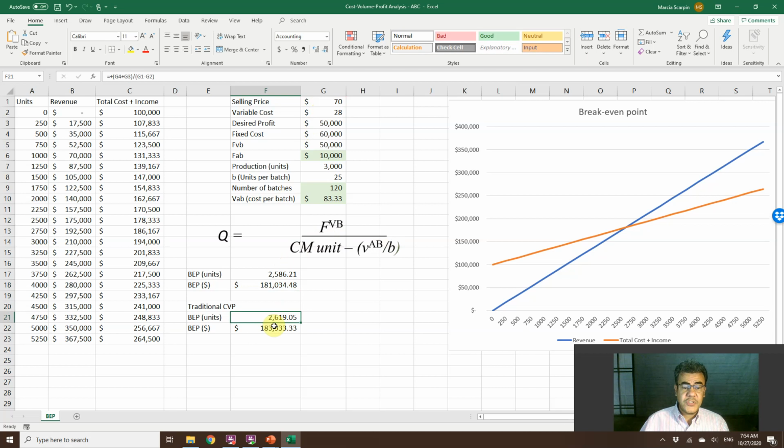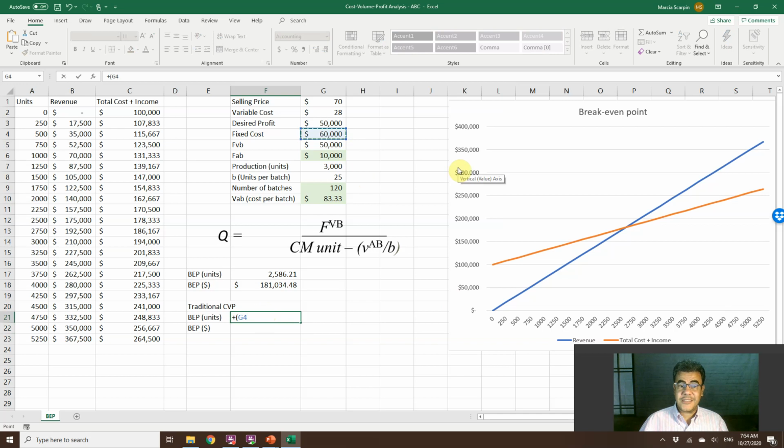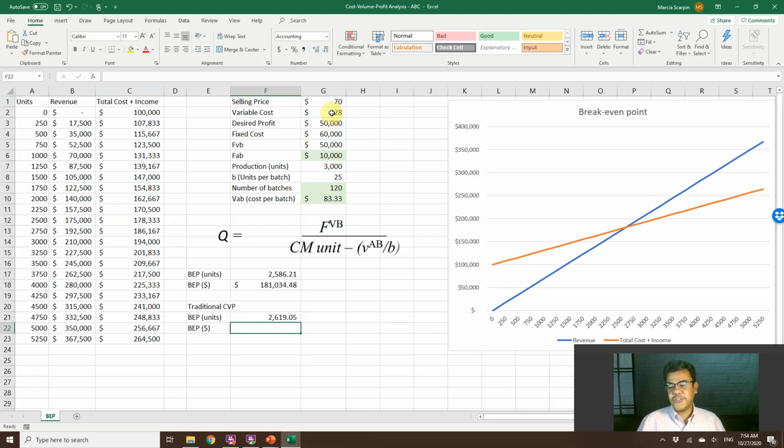If we would consider the traditional cost volume profit analysis, what would we be doing? Break-even point: fixed cost 60 plus desired profit 50 divided by contribution margin. So 2,600 units. And in dollars, we don't have the contribution margin ratio here, so break-even point in units times selling price.